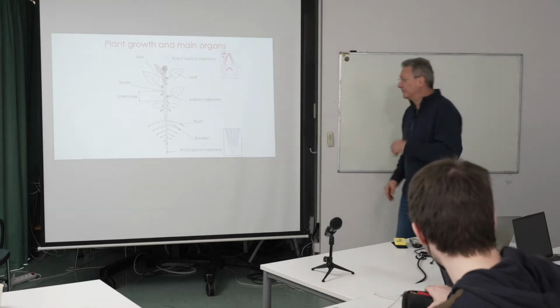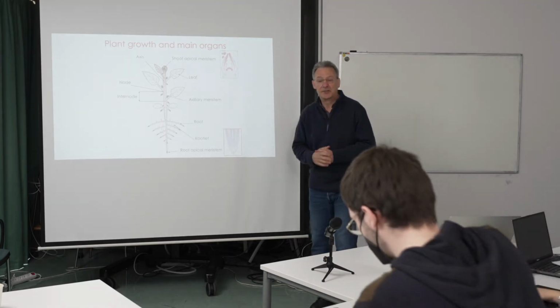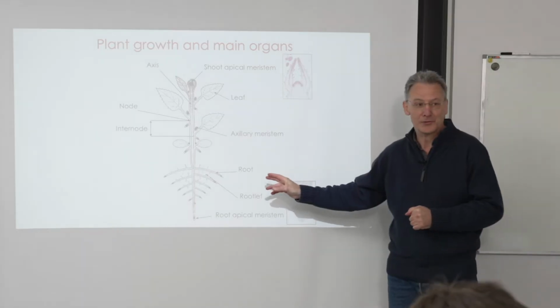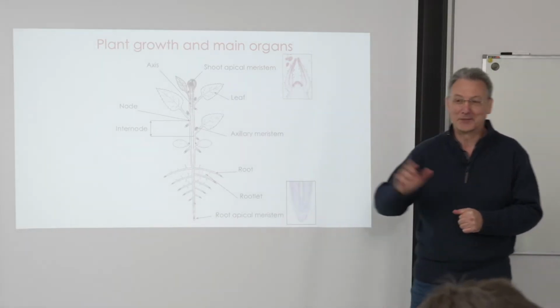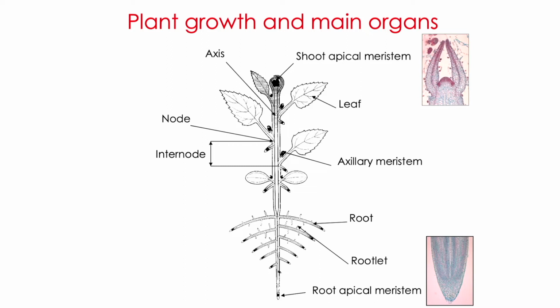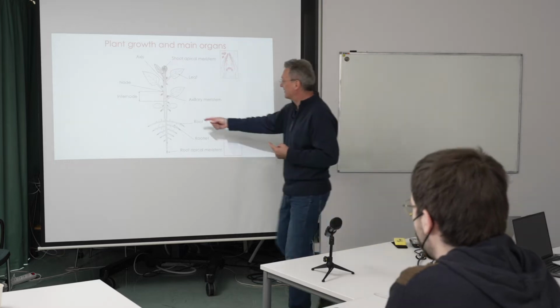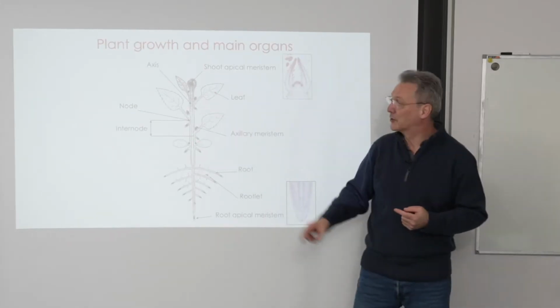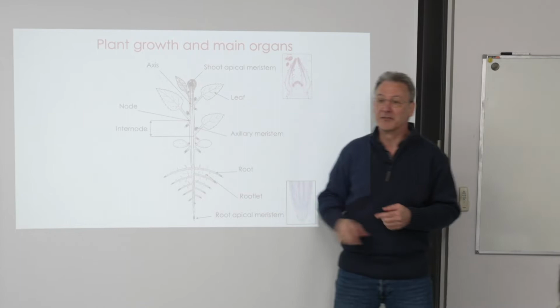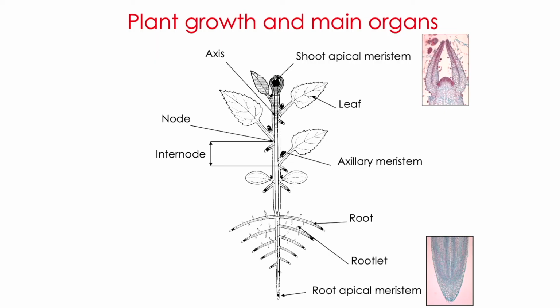So first, back to the basics. Actually, this is the basic, but when I went to school, I didn't learn about this. It was a bit crazy. At school, I didn't learn that plants actually are growing by the tip of their axis. So this is the axis here. And the plants are growing because there is a small population of cells here that is dividing and that is producing all the organs of the plant.